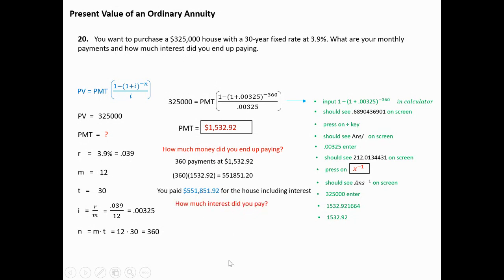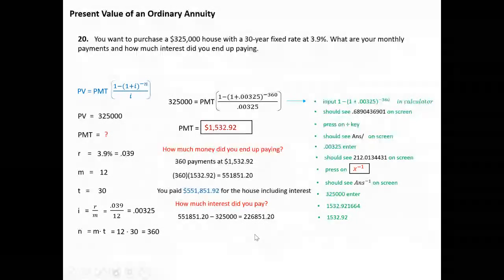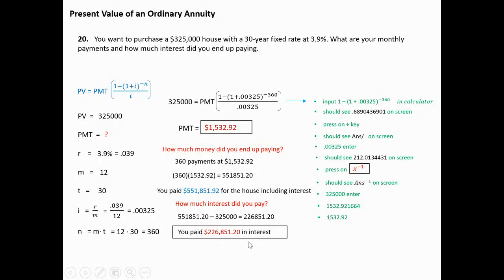Let's see how much money in interest you paid. So we subtract the $551,000 minus the original price. So you end up paying like $250,000 more for the house. But how can you avoid that? You can avoid that by actually paying more money every month.